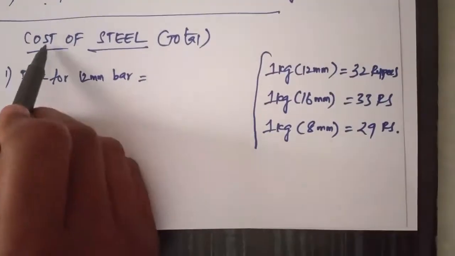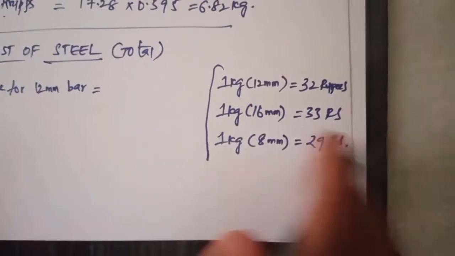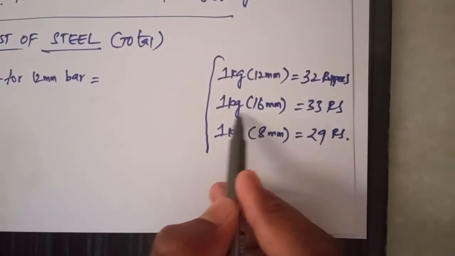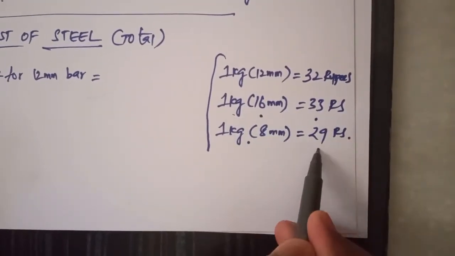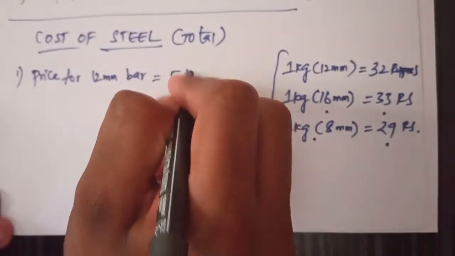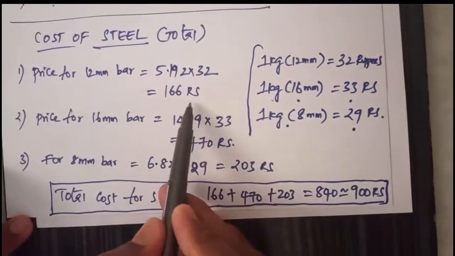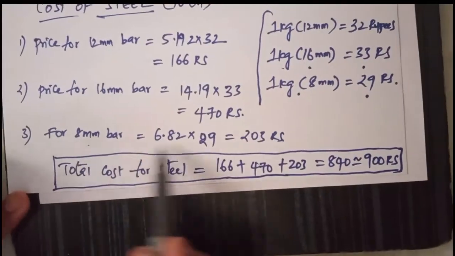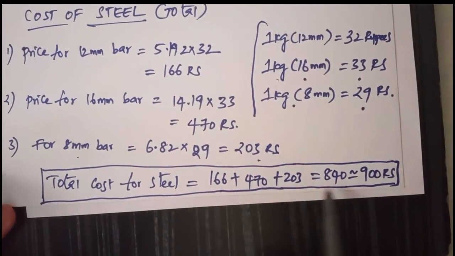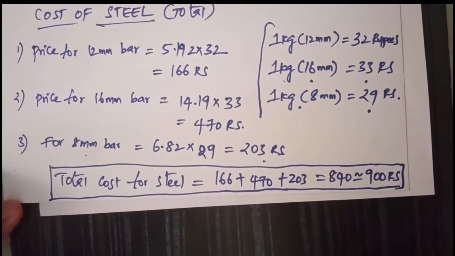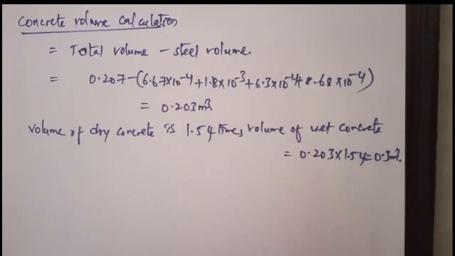Then calculating the cost of the steel. For 1 kg of 12 mm bar, 32 rupees in India. The price varies daily. The price may vary daily, but 16 mm is 33 rupees, 8 mm is 29 rupees. Then you multiply it by the weight, then you get the total cost of steel.